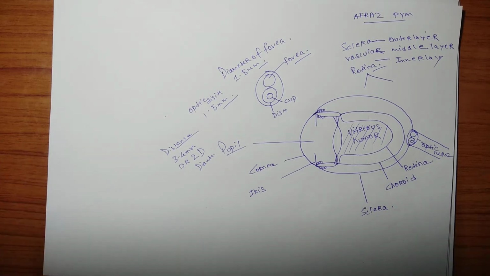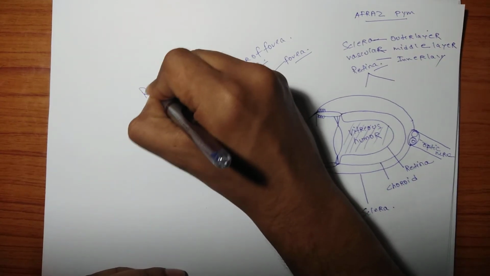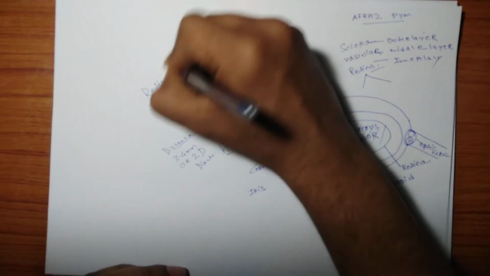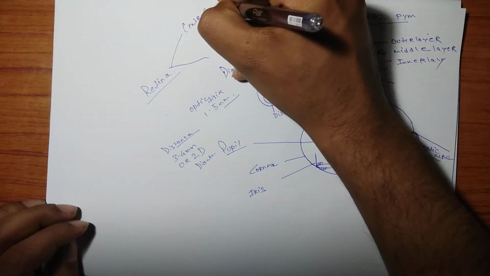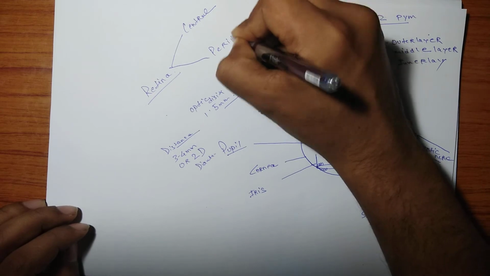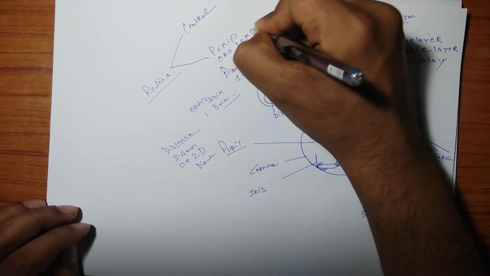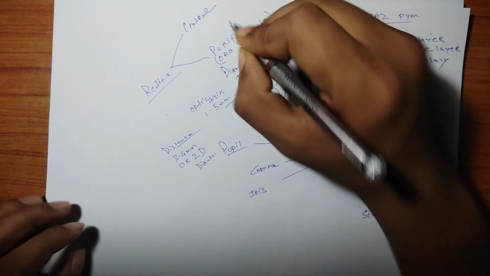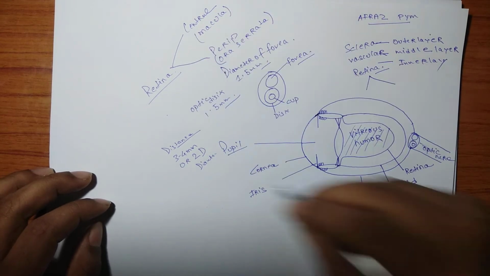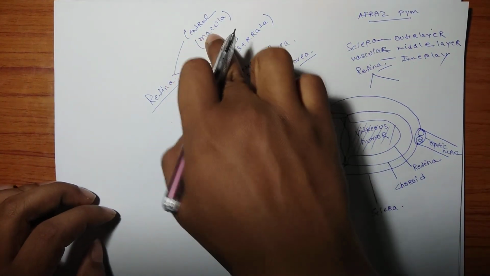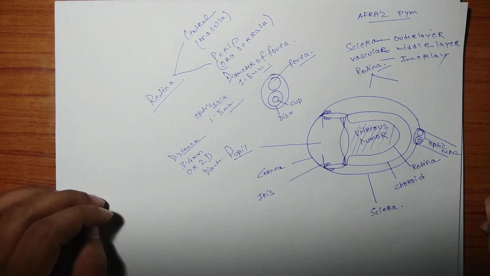Whenever we are talking about the retina, divide the retina into two parts: central and peripheral. The peripheral is known as the ora serrata, and the central one is known as the macula. The center of the macula is your fovea.